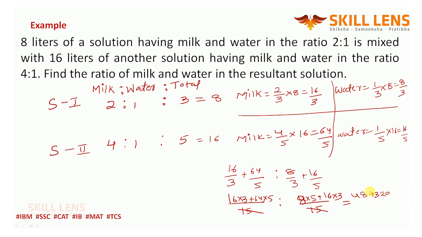Okay, so 320 plus 48 will give you what? 368. To the ratio: 8 5s are 40, and 16 3s are how much? 16 3s are again 48. So 40 plus 48 is going to be what? Because 8 5s are 40, which is 88 again.